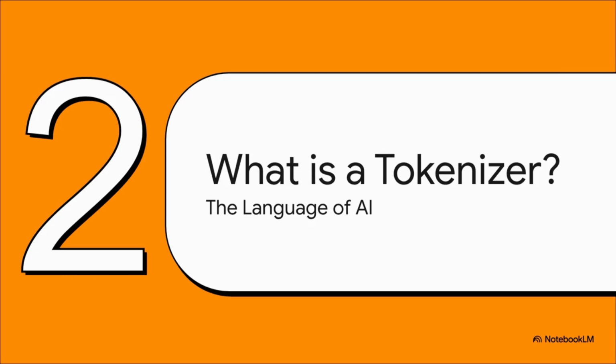Now, to make that happen, to get an AI to run on your laptop, it first has to understand text, right? And that brings us to the star of today's explainer, the tokenizer. It is the absolute first step in the entire reading process for an AI.